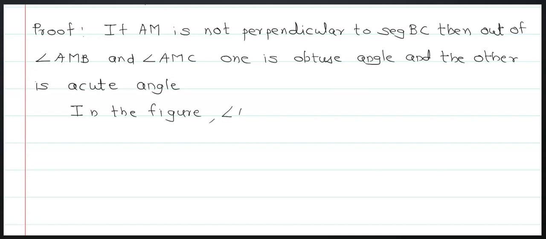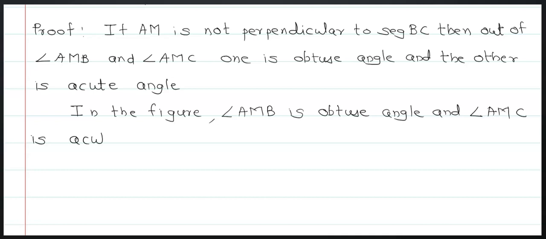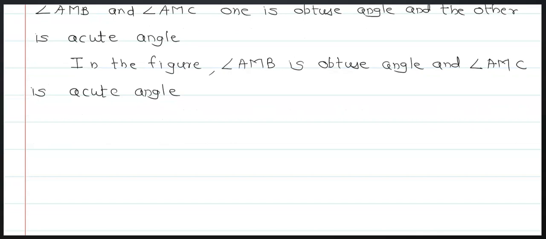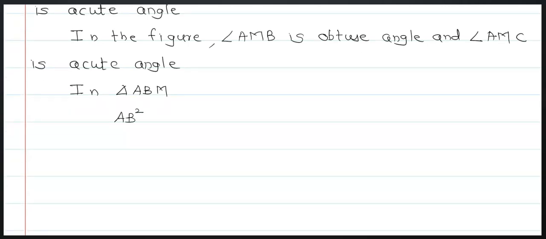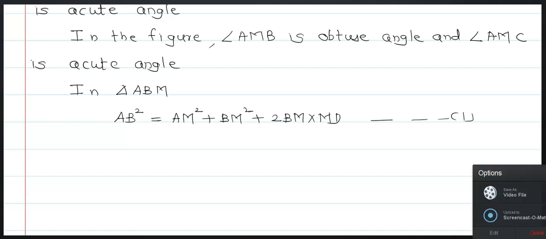Now in the figure, AMB is the obtuse angle and AMC is the acute angle. Therefore, in triangle ABM, AB square is equal to AM square plus BM square plus 2 times BM into MD. This is the first part.